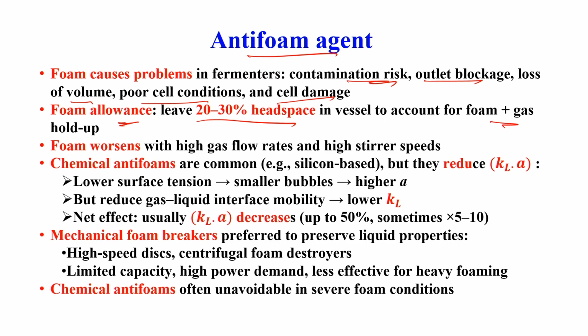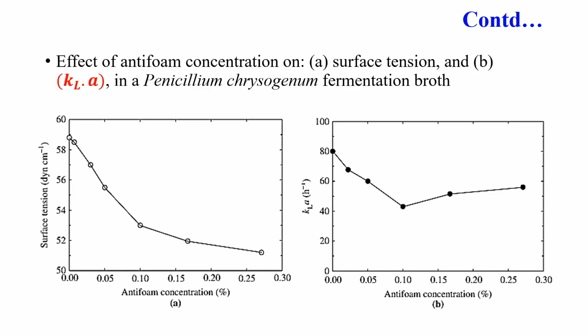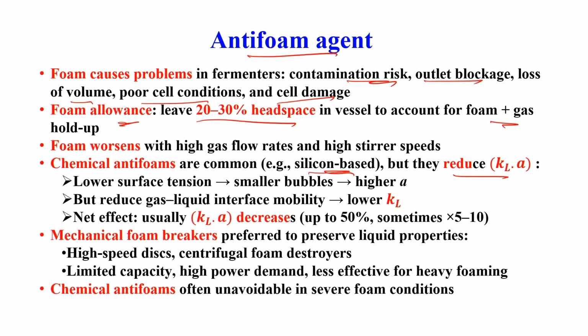Now, typically we use silicon based chemical antifoam agents and they reduce the KLa value. So, how does it basically work? It causes a reduction in the surface tension. If you increase the antifoam concentration, there is a decrease in the surface tension value, and in parallel there is also a decline in the KLa value.